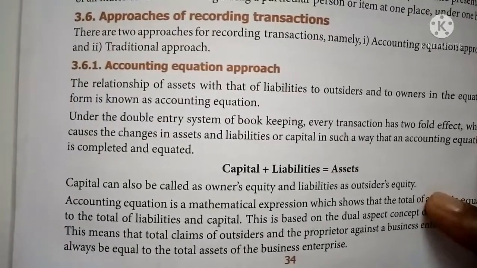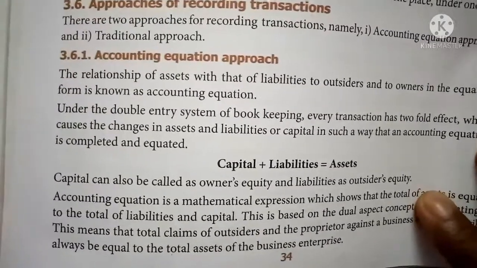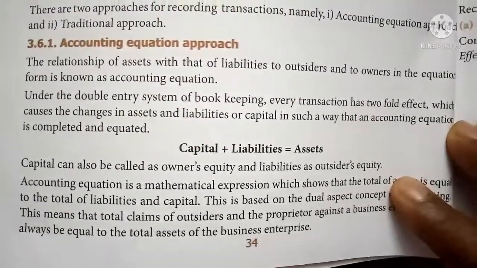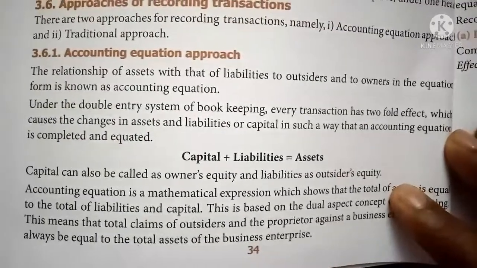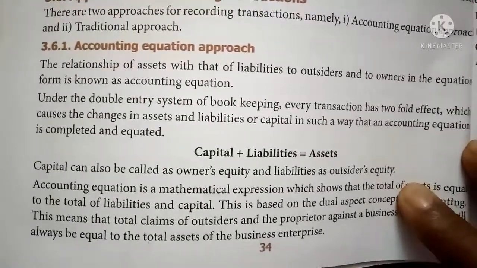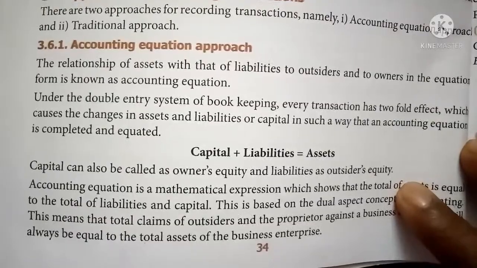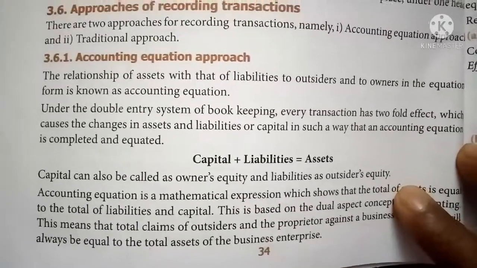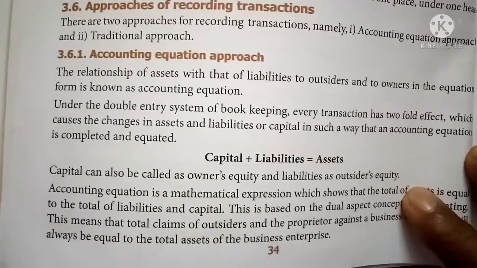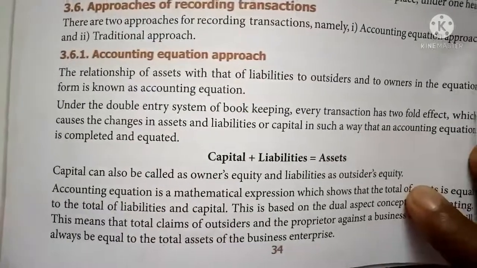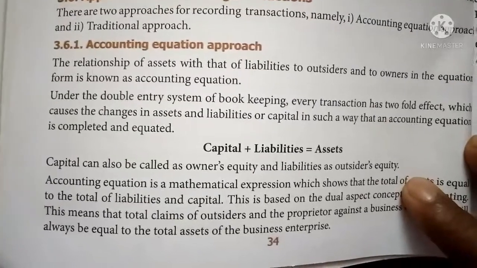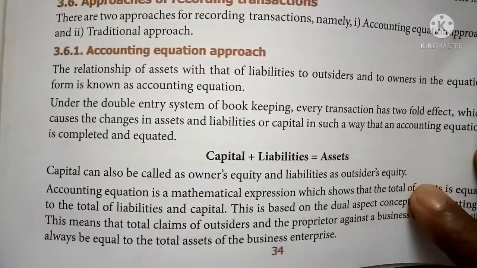Under the double entry system of bookkeeping, every transaction has a twofold effect, which causes changes in assets and liabilities or capital in such a way that the accounting equation is completed and equated. So the accounting equation is capital plus liabilities is equal to assets. Based upon this equation, they can record all financial transactions of the business.